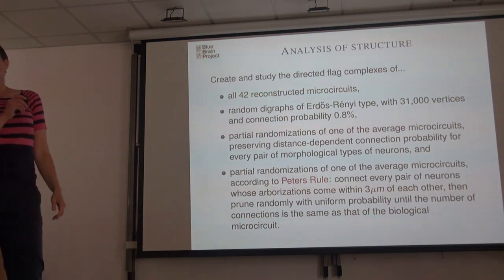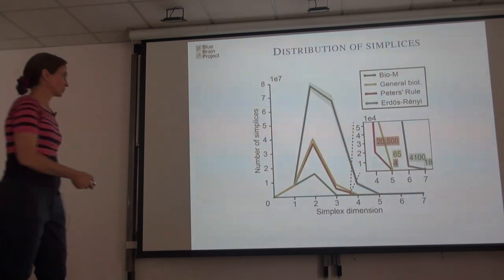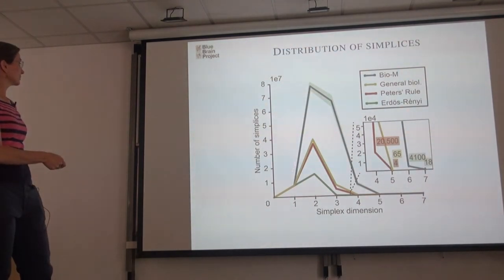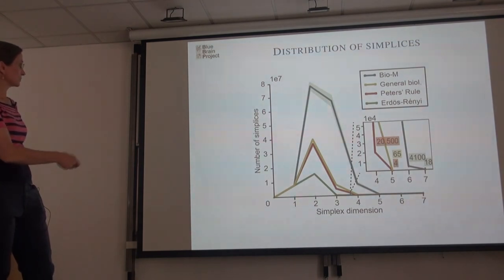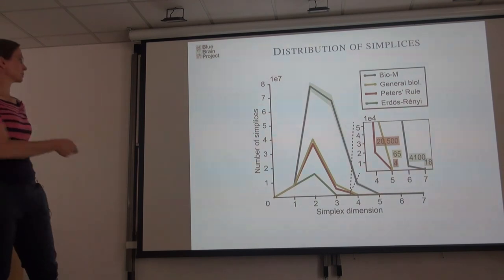And so we're going to compare those. And I think Ron already showed you this graph. But what this shows you is the distribution of simplices for the different cases. This blue line on top is the distribution of numbers of simplices for what we call the BBP circuit, so the average biological circuit.